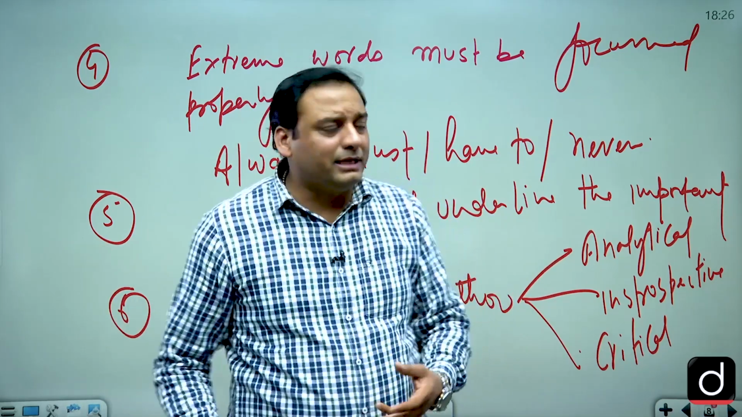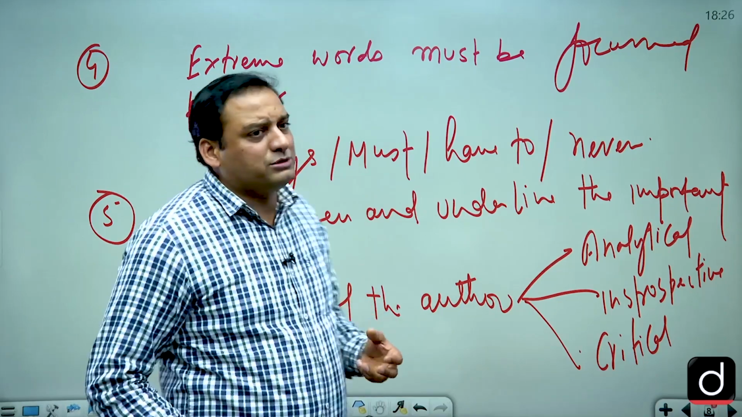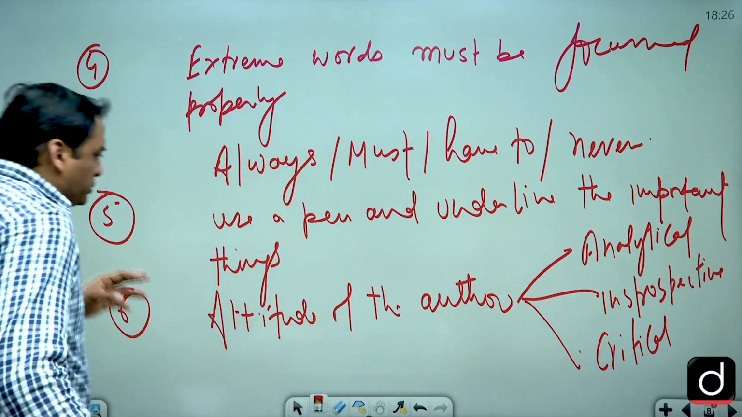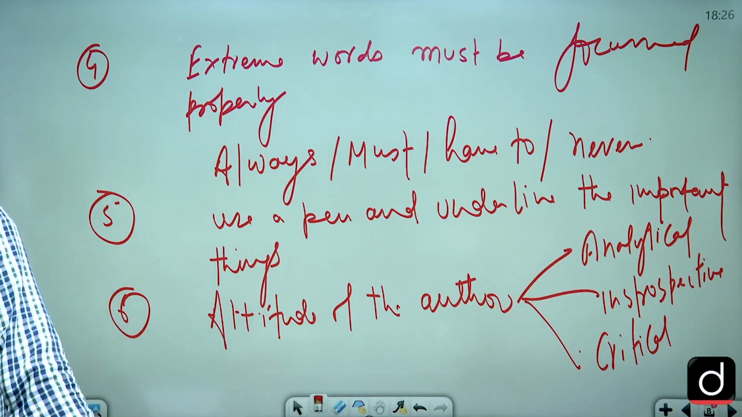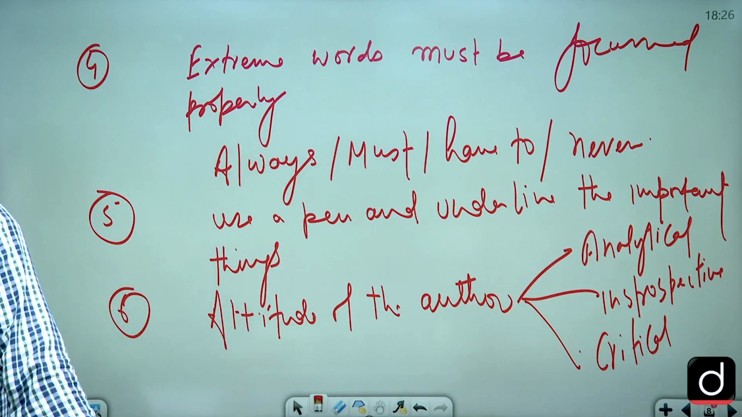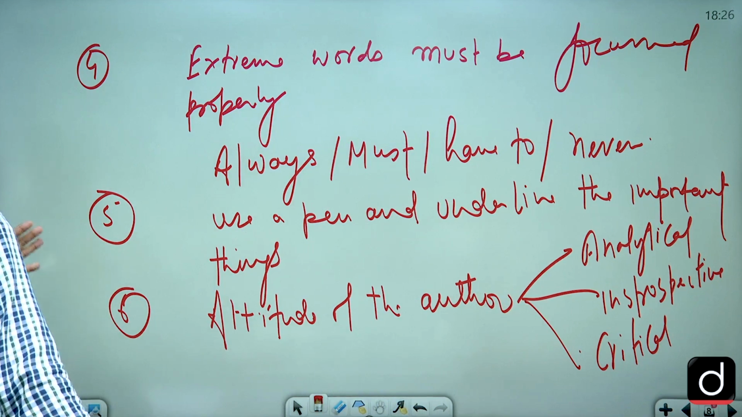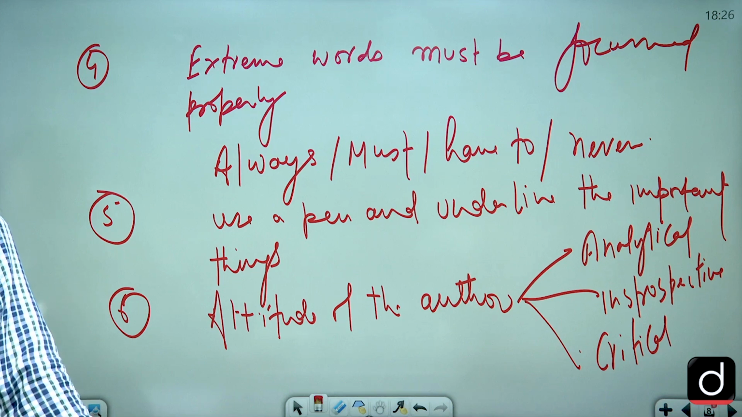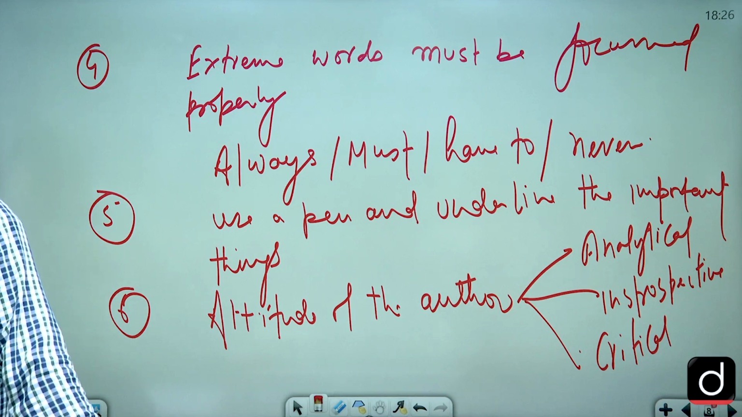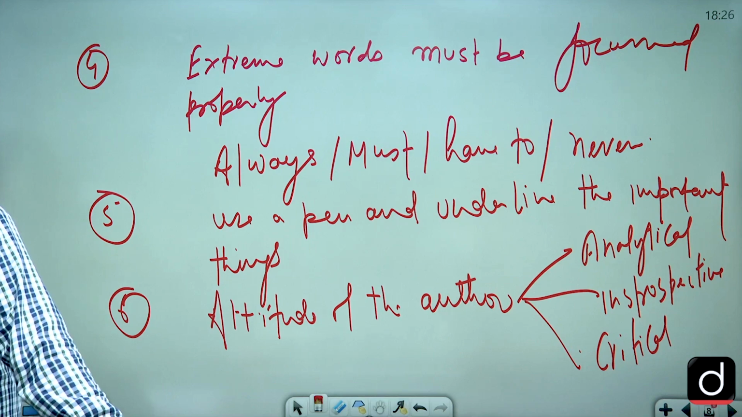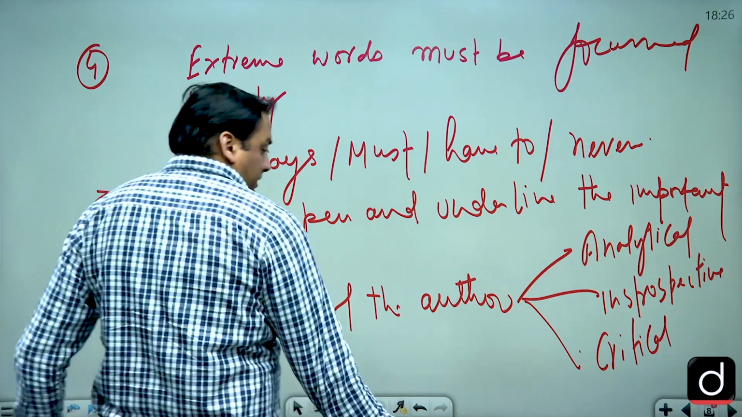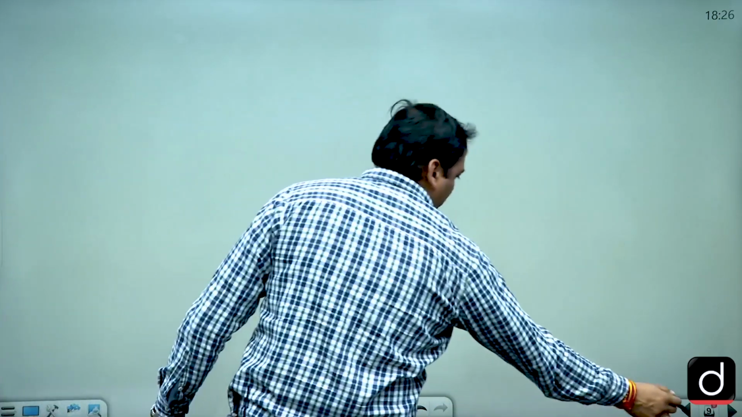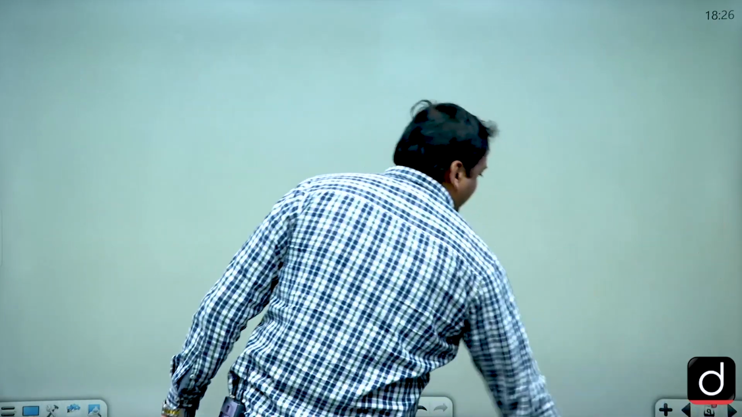Critical means he is criticizing something. So you need to understand the approach of the author, the attitude of the author. That is very important for you. So while doing the passages, while doing the reading comprehensions, this is important that you need to understand. Next one, that is again very important for you. This was the sixth one. Now the seventh one, that is important.